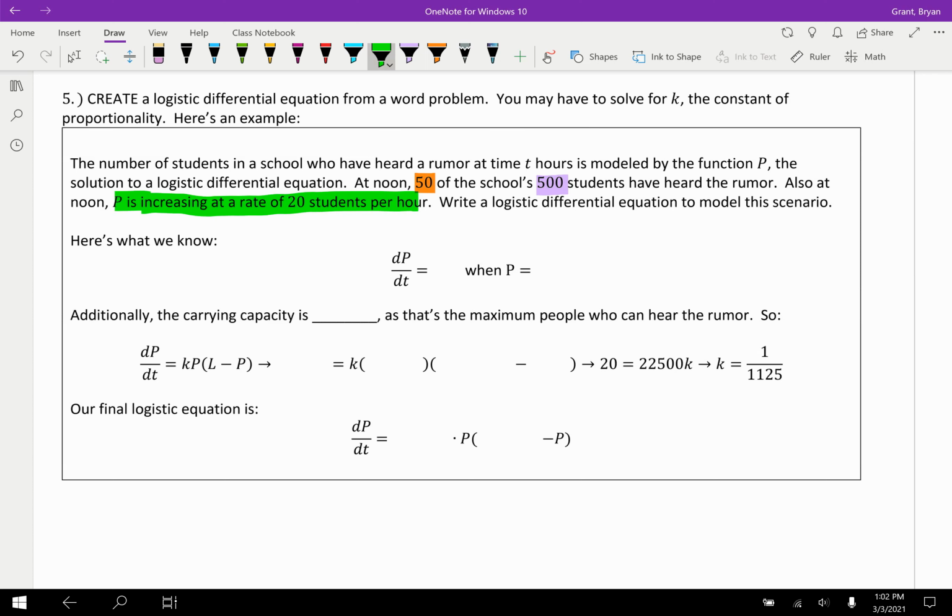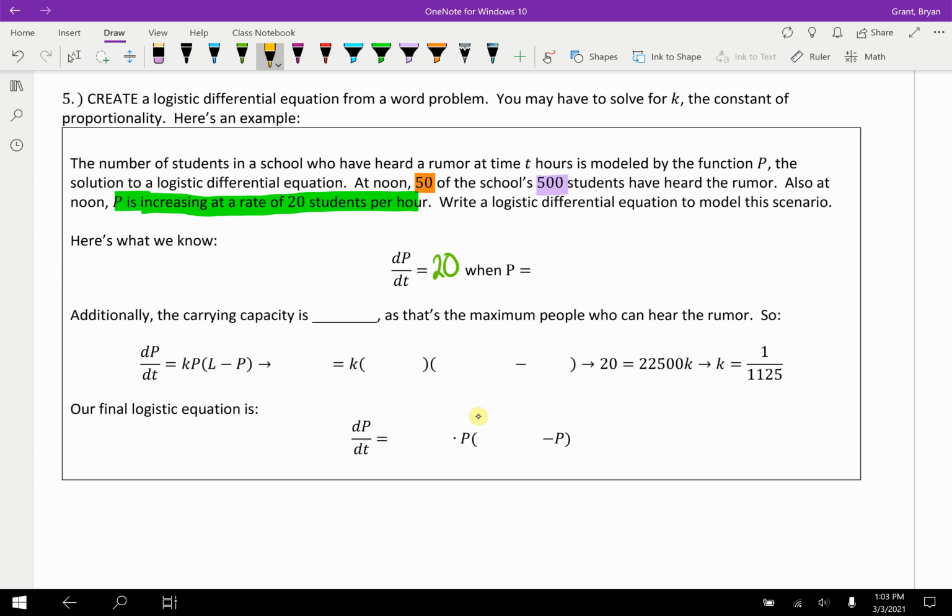Well, what did they tell us? I tried to highlight the important numbers, or the only numbers here. We know that P is increasing at a rate. P increasing, I think that's a derivative. In fact, I think we'd write that as dP/dt. So we know that dP/dt is 20 students per hour when the population is what? Well, at this point, our population, our output, is 50.